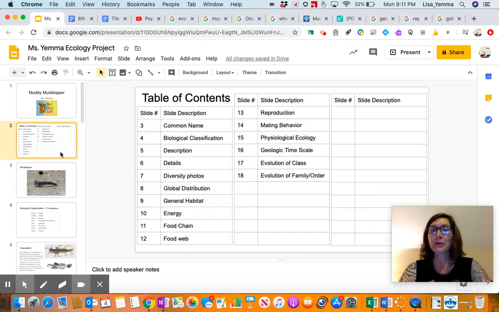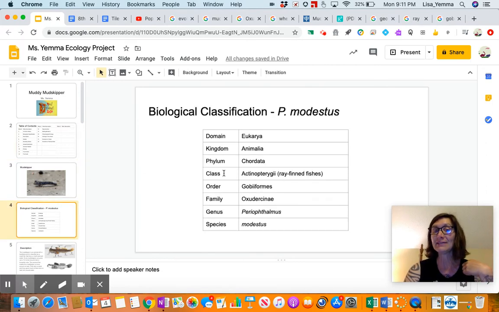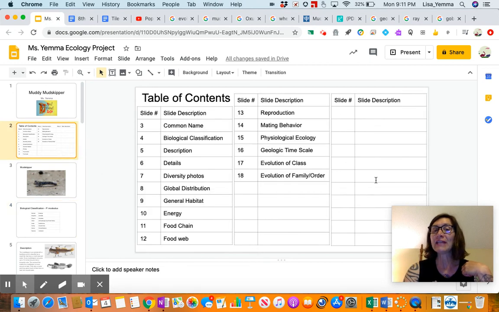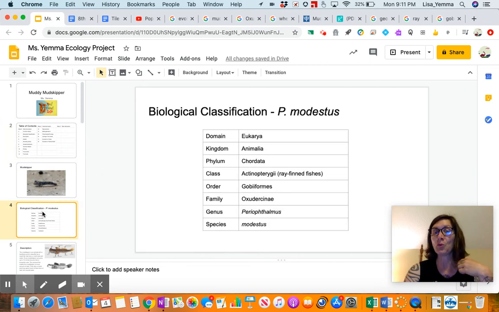Today, you will complete slides 16, 17, and 18, or at least somewhere around there. You'll have a geologic timescale. You're going to look at the evolution of the class of fish. Your class is this category. And then you're going to look at the evolution of the family or the order. Family or the order, or both. Those are the options for you to search. Good luck, have fun, and I'm excited to see what you come up with.